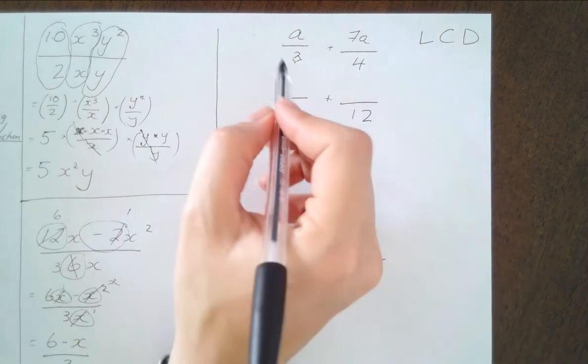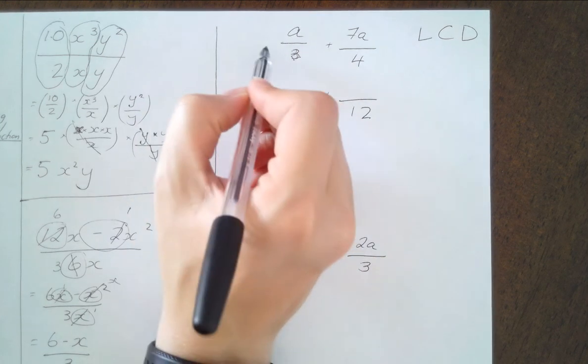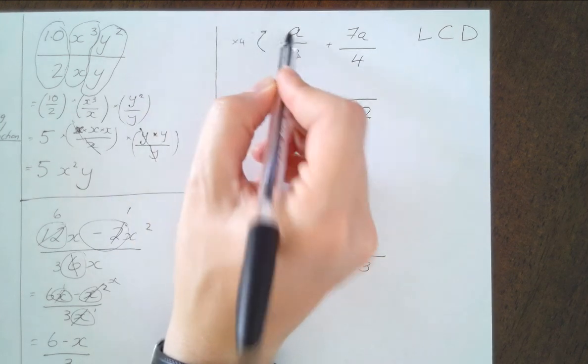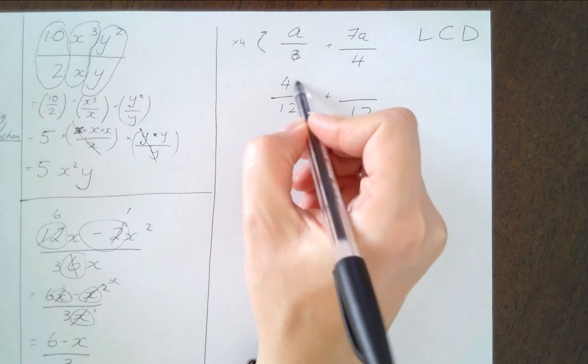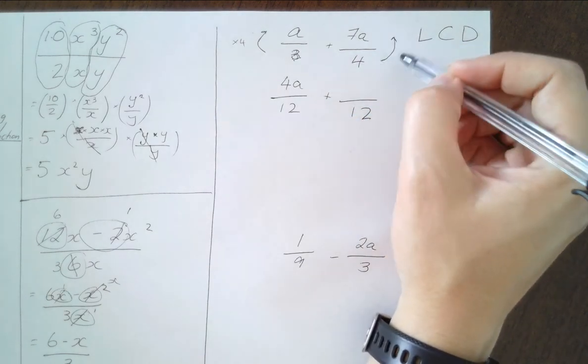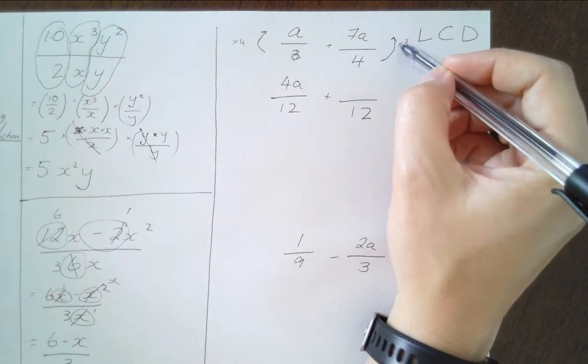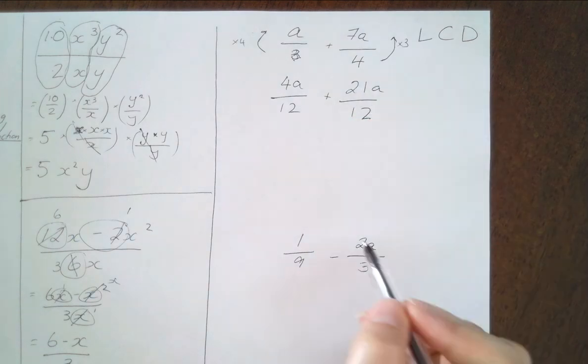So what we are trying to do is get both of these with a denominator of 12. To get 3 to 12 we multiplied by 4, so we now need to multiply the numerator by 4, and that's going to leave us with 4a. Same thing on this side, we multiplied the denominator by 3 to get it to 12, so we have to multiply the numerator by 3. That's going to leave us with 21a.